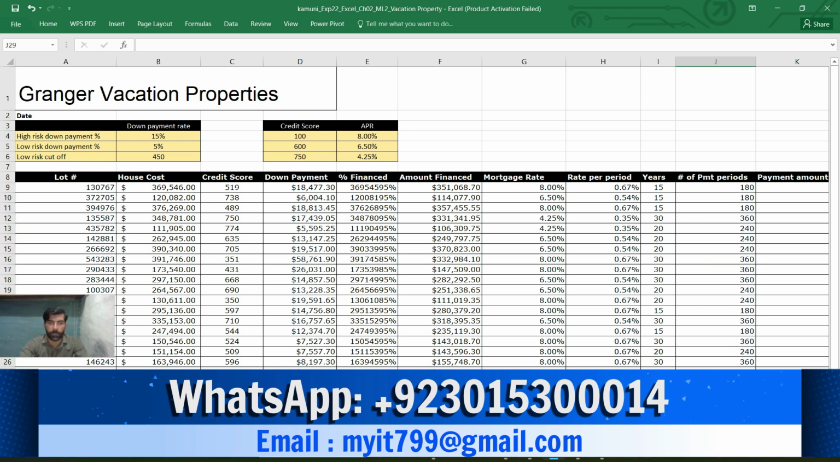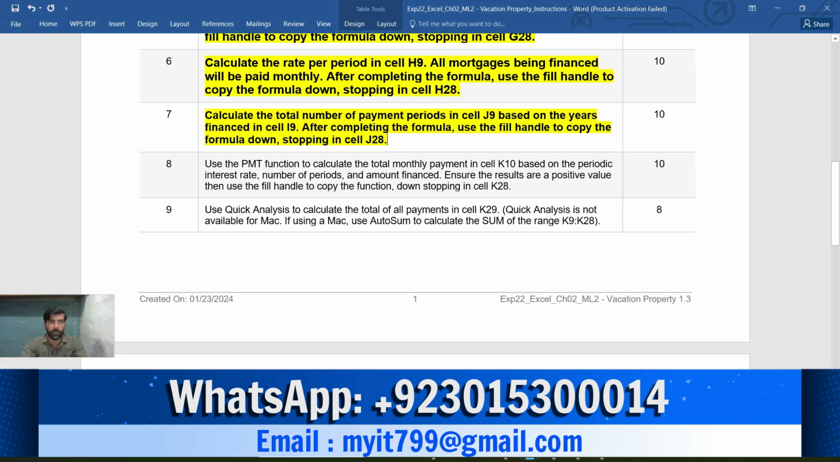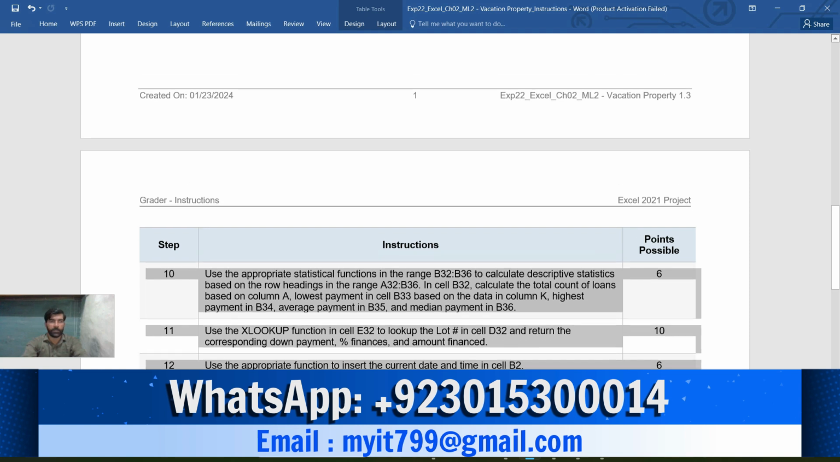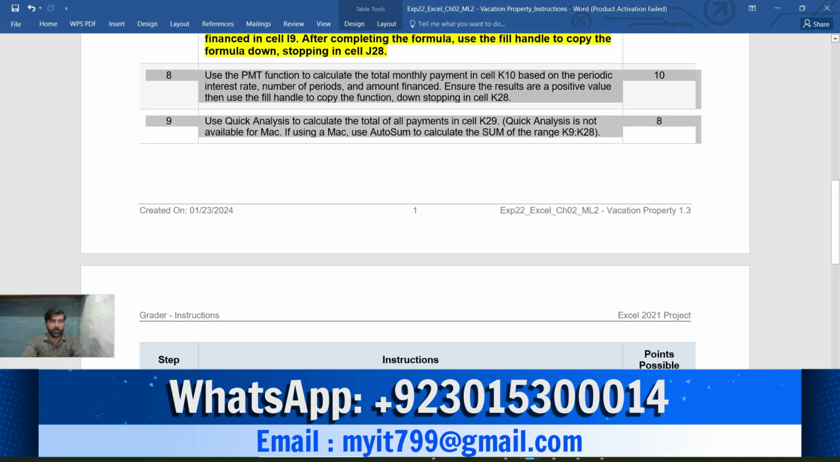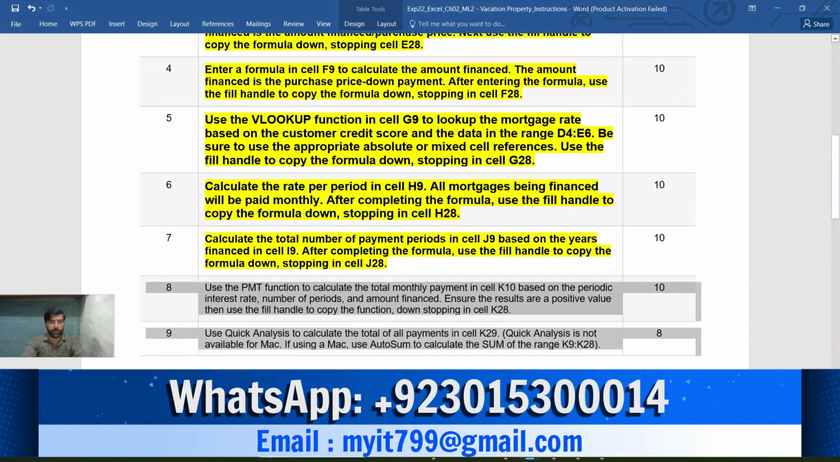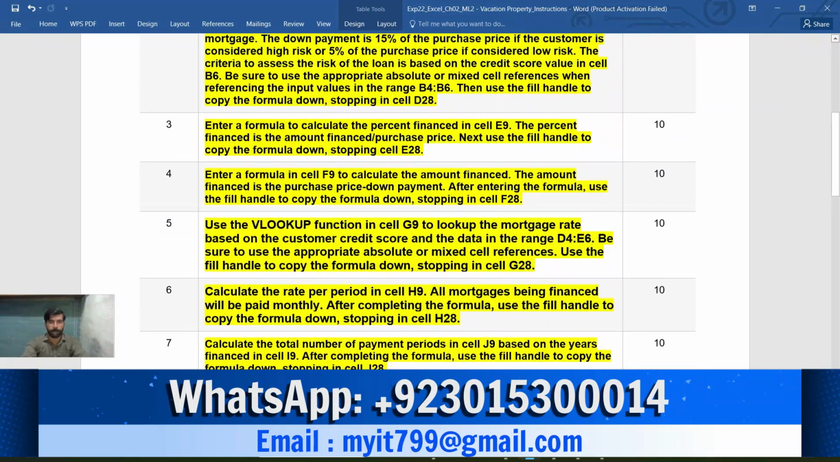So far, my respected students, I completed about 65 to 70% of the assignment. If you need the complete solution, contact me at my WhatsApp or email address. The total assignment contains 13 points, and I completed 7 points for your ease and understanding.